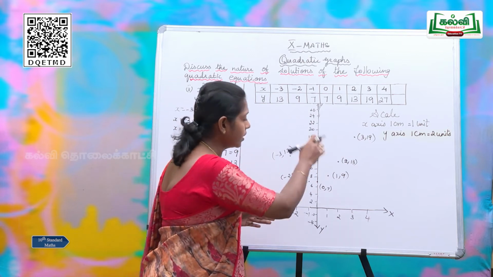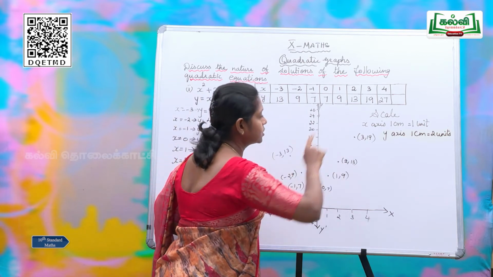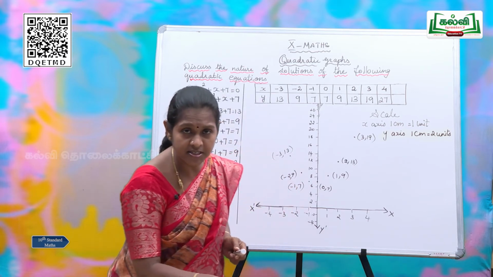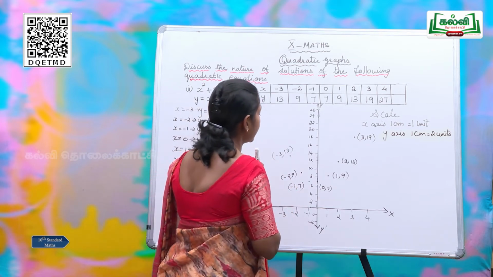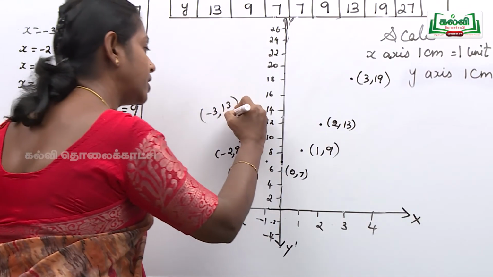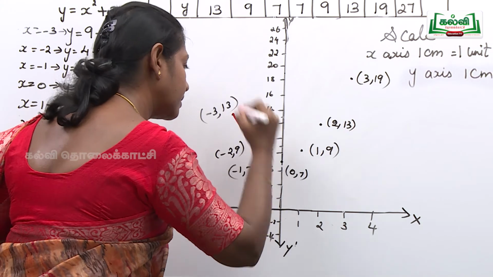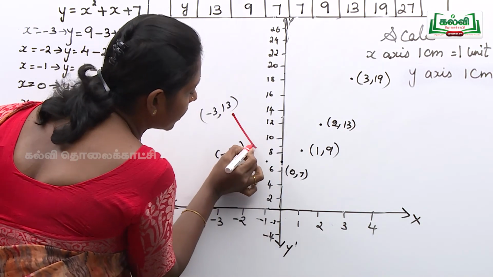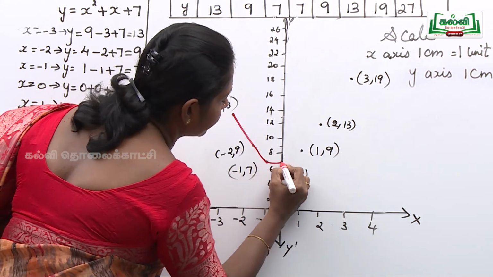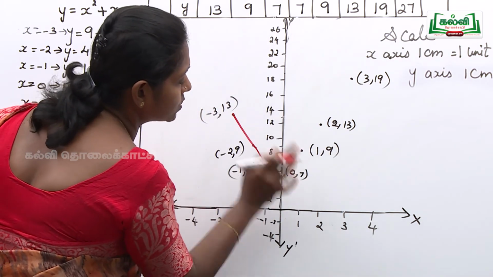Because if you join all those, definitely it is what? It will make a parabolic curve. So what curve it is? Parabolic curve. Remember, I am just going to join these two. First, start from minus 3, 13 to minus 2, 9. Next, minus 2, 9 to minus 1, 7. Then it will just come like this. It will come to 0, 7.